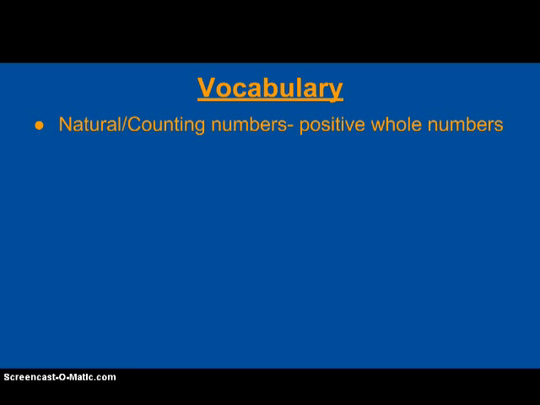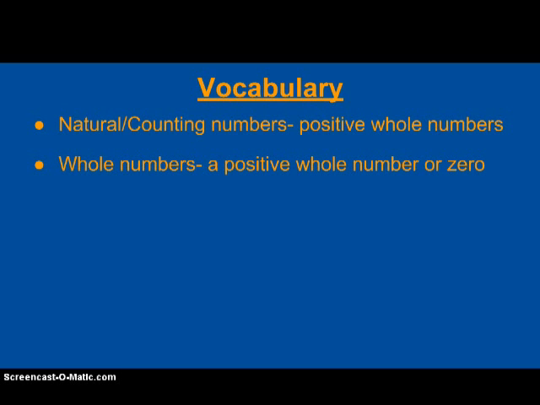We're going to start by first talking about, of course, the term natural or counting numbers. Natural and counting numbers are positive whole numbers. So you can think of those as the things that you can count on your hands. You can start with 1 and go all the way to infinity, but that does not include 0, because we can't count 0 on our fingers.